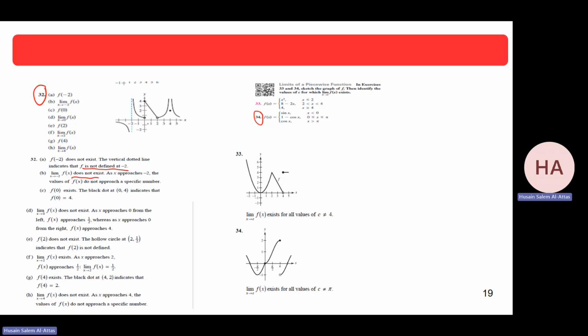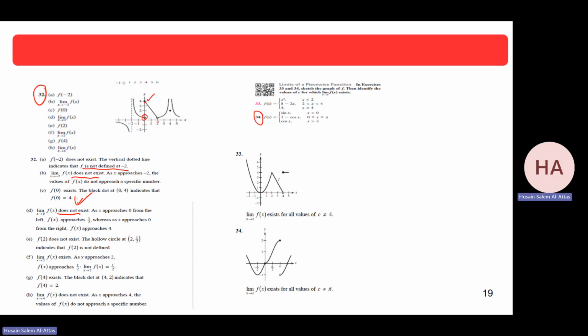What is f at 0? f at 0, it will be this value. I think this one is open and this is closed. It's 4. So f at 0 equals 4. What is the limit as x goes to 0? Notice from the right, I will be here. From the left, I will be here. So left is not equal to right. So the limit does not exist.